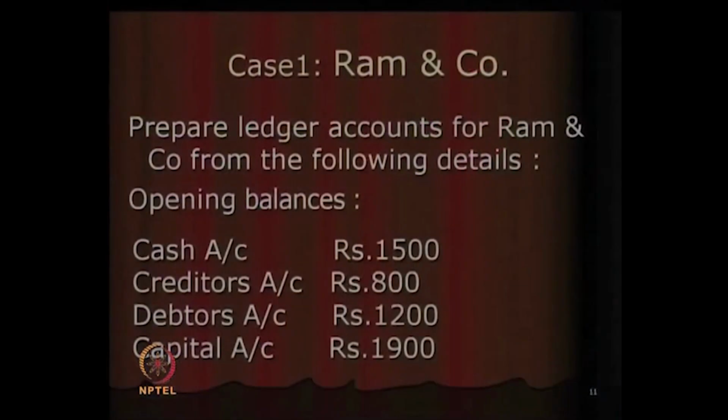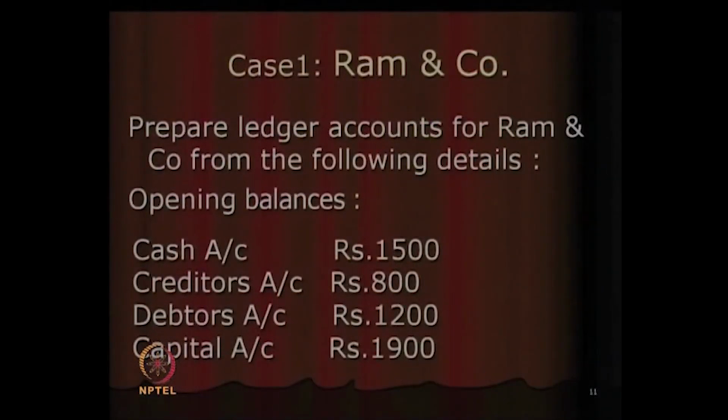So, creditor refers to I have purchased the goods on credit, I have to pay back the supplier. Debtors means I have sold goods on credit, I have to recover from customer. So, it is a customer balance. And what is capital? There are owners, they have put in money into business, the money which they have put in is known as capital. So, these are the opening balances of the business.